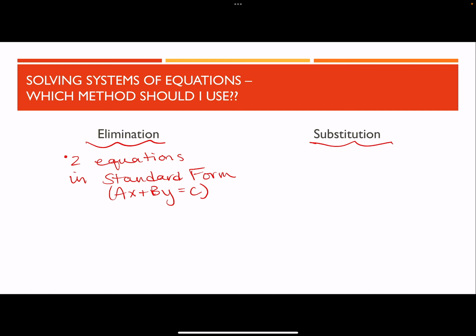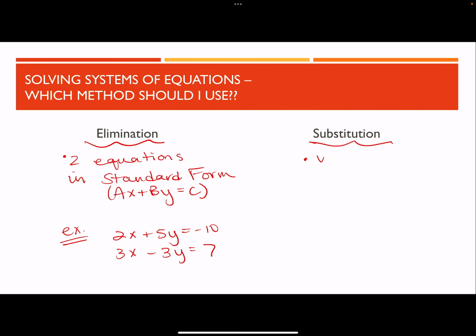So for example, if I have 2x + 5y = -10, and then 3x - 3y = 7, both of those equations are in standard form. If I add them together as is, nothing's going to cancel, but I can pretty easily multiply each equation by a value to get opposites and to get something to cancel out. Okay, so that's elimination.